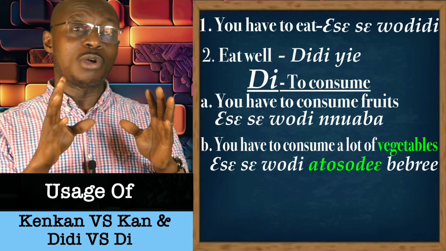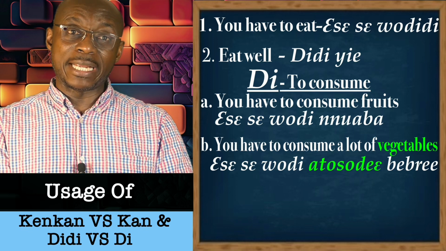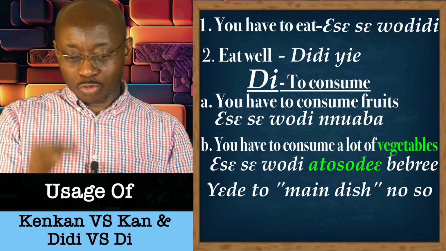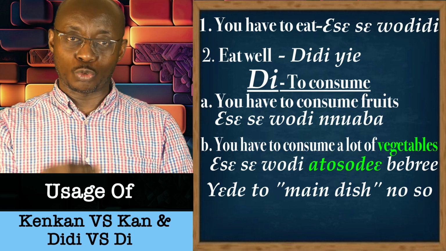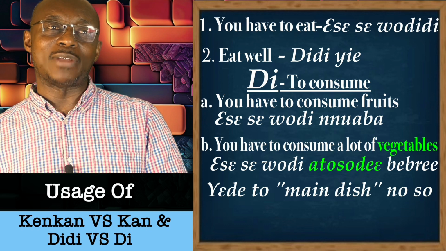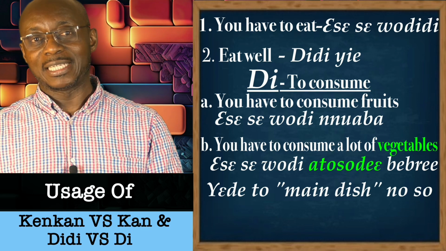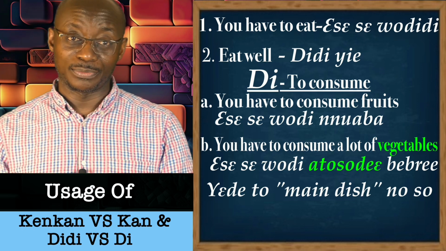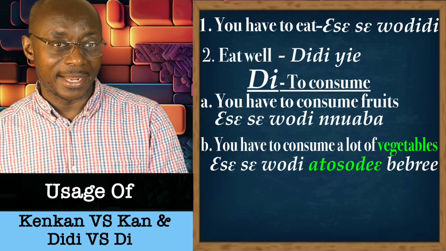Culturally, we don't usually cook vegetables separately. Normally, we put it on top of the main dish and then cook together with it. The torso, the top of the main dish, so we put it on the main dish. That is why we call it what? Atosodie. Literally, we are saying something that we put on top of something. Meaning what? Vegetables. See, the doctor could say that esese wudi atosodie bebree.